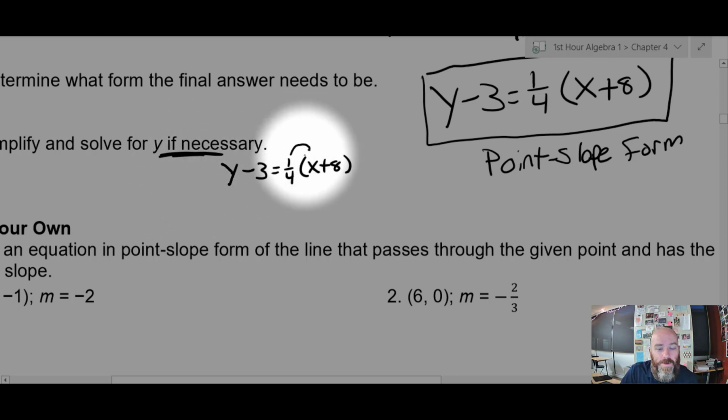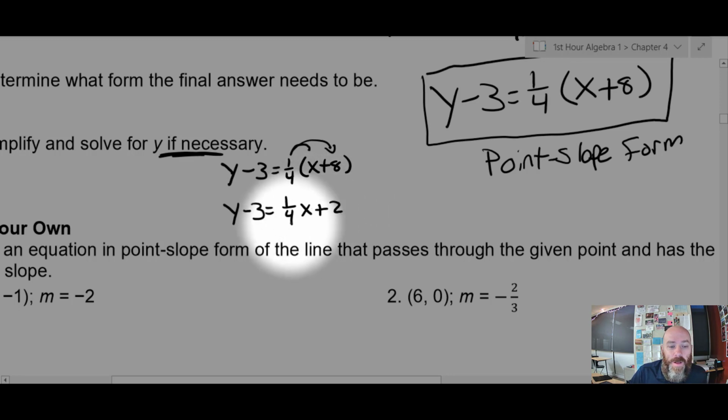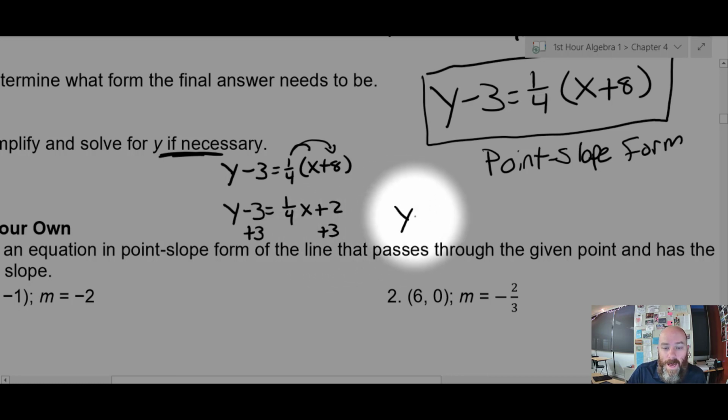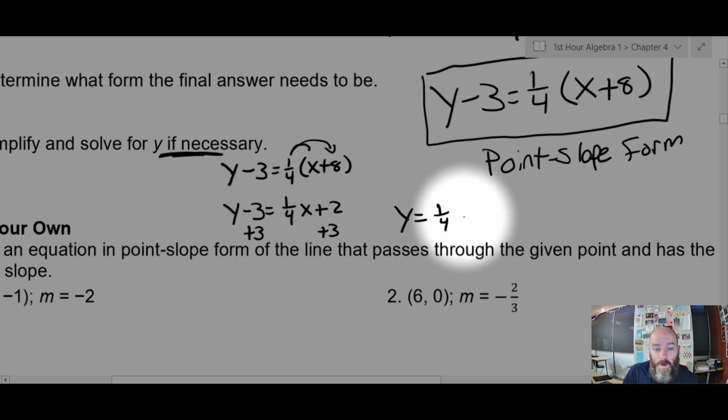First thing we do is our distributive property. So I'm going to have y minus 3 equals 1/4 x. Distribute this again, and I'm going to get a +2. 1/4 times 8 is a +2. Last thing I need to do is add the 3 to both sides. And when I do that, I'm going to get y equals, now notice y is by itself. I'm going to keep the 1/4 x, and then 2 plus 3 is 5.